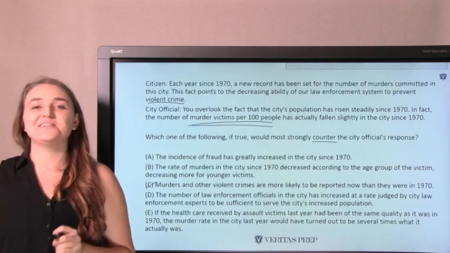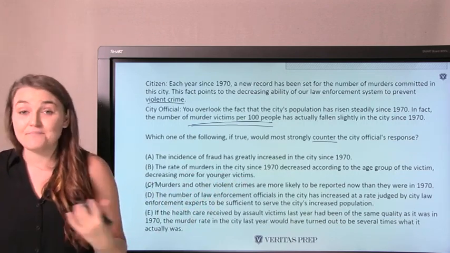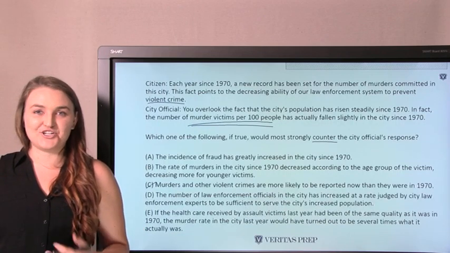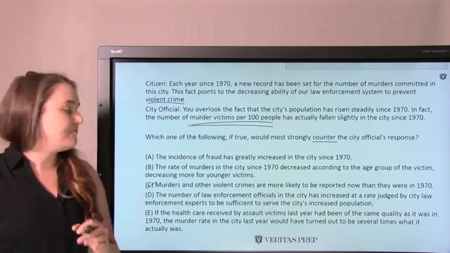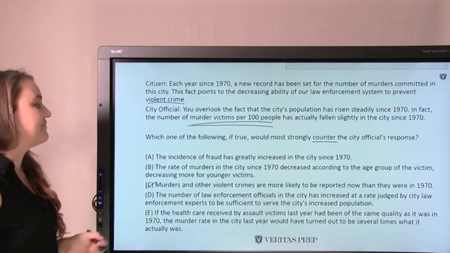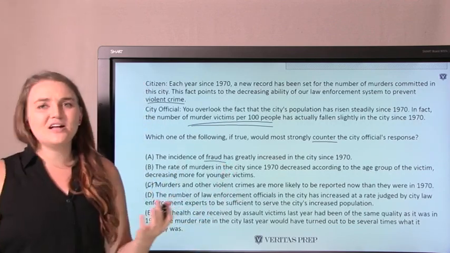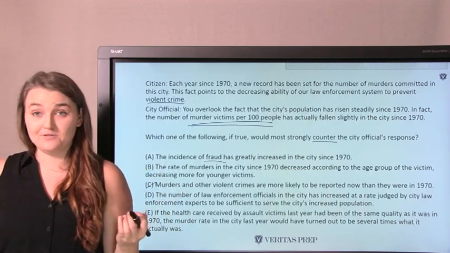We can have answer choices that are relevant in completely the opposite direction of what we're looking for, and in many cases, those are some of our most convincing wrong answers. Answers that just address a slightly different question than the one we've been asked. Now, if we run through our other answer choices, the incidence of fraud has greatly increased in the city since 1970. Well, fraud certainly doesn't have anything to do with violent crime or murder as a whole, right?